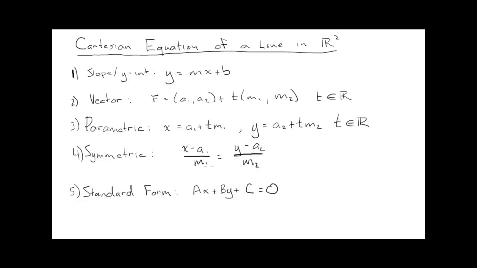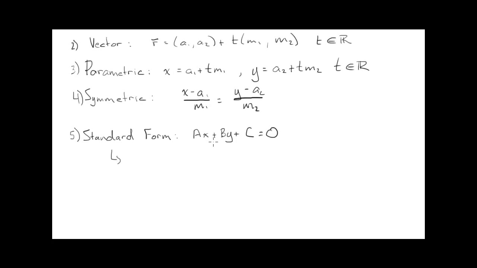Good news, no. Cartesian equation of a line is really just another name for the standard form. So this form ax plus by plus c equals 0 is also known as Cartesian equation, or sometimes we'll even give it another name. It'll be called the scalar equation. So these three names really all mean the same thing.